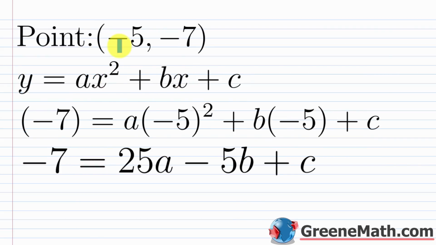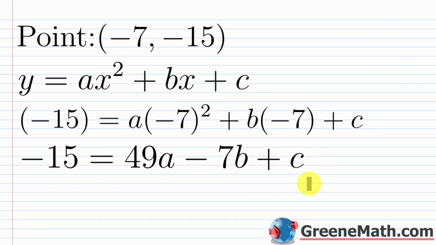The next point we're given is -5 comma -7. So let me just do -7 first since I have that color. So -7 is the y value, so that's going right there, and that's going to be right there. And then let me switch over. So this is the x value, -5. So that's going right here and then right here. So when we plug in, it's going to go here and then here. So when we simplify, we get -7 is equal to 25a minus 5b plus c.